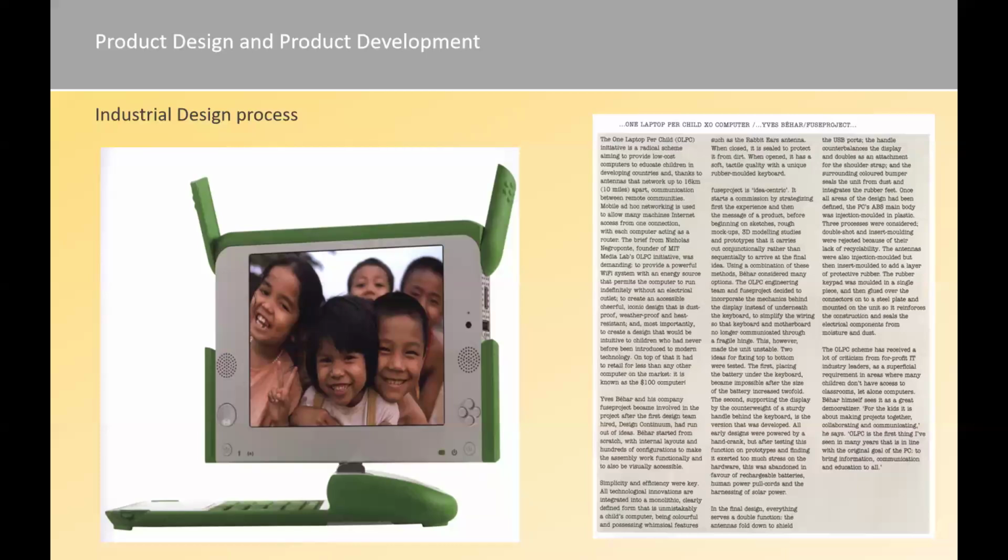Yves Behar, a very renowned designer with very quirky and interesting designs, and his company Fuse Project, did this project in a very interesting way, and it was very successful. So that's why I'm showing this project. It is not just a fun project, but also a very considerate and very serious implementation of design.